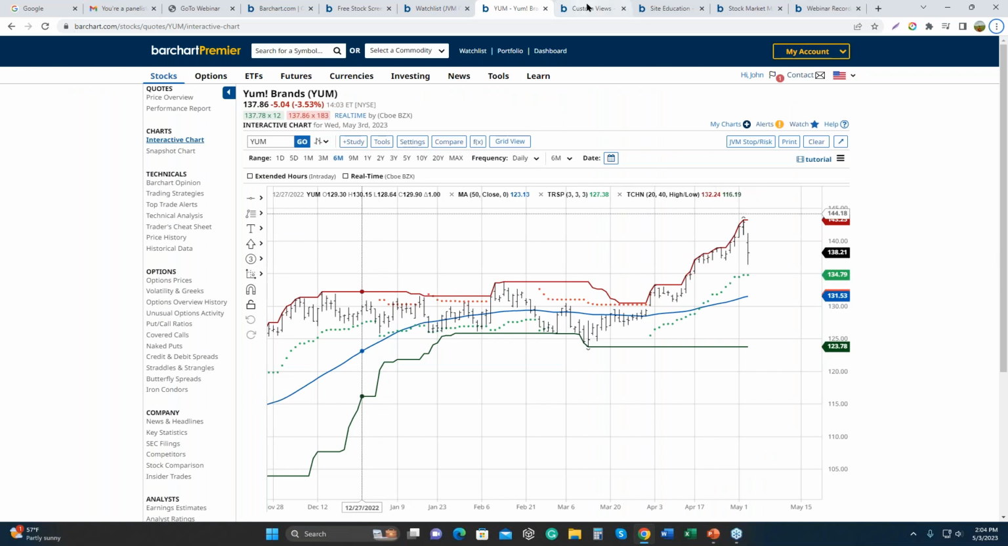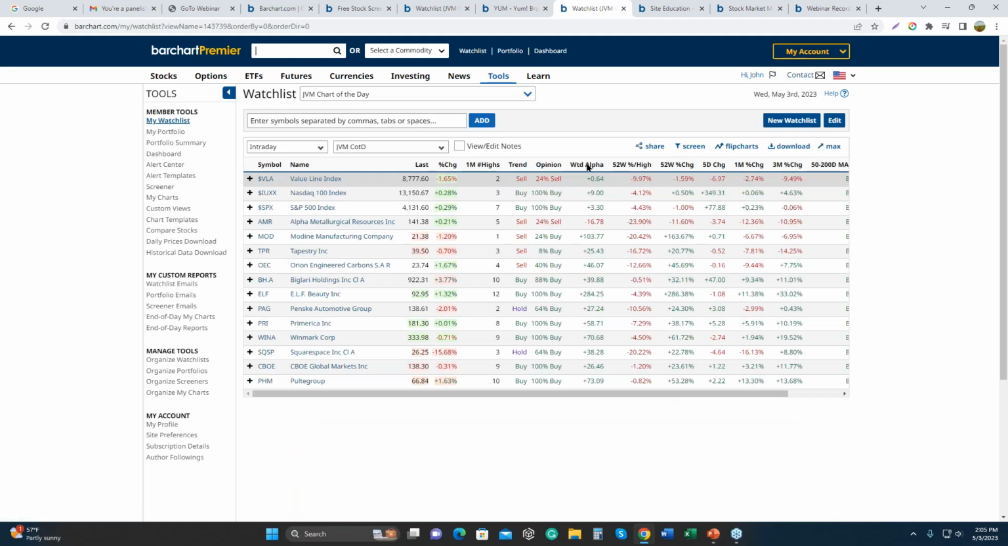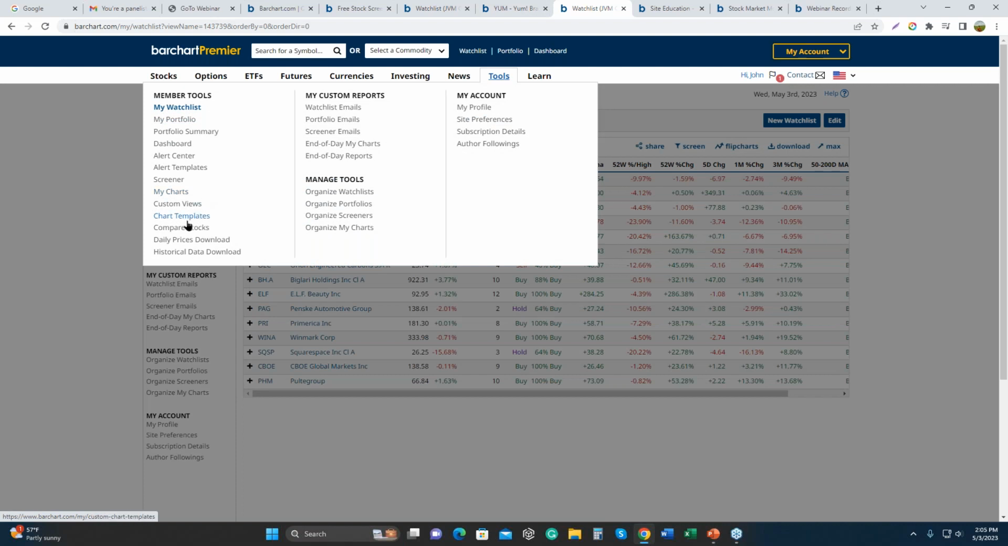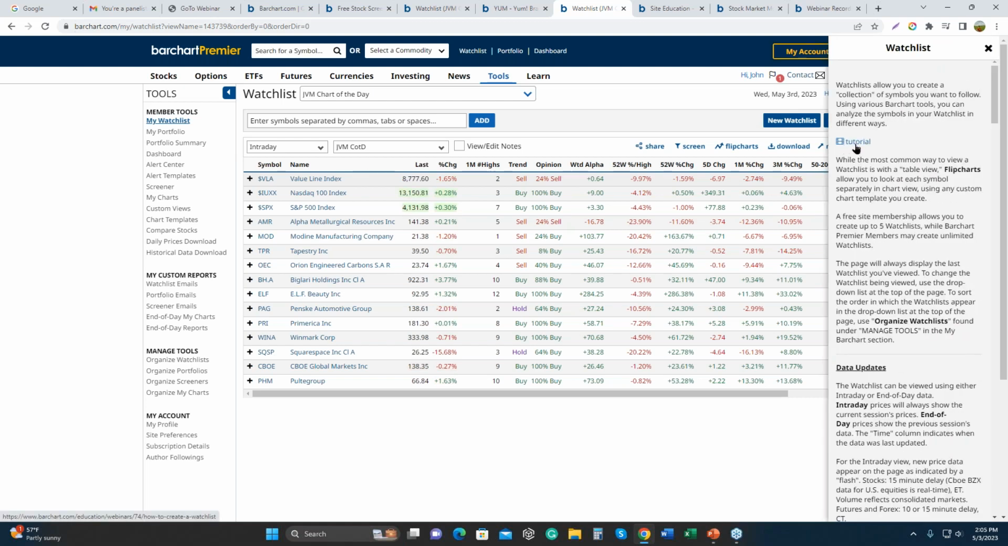What I promised you guys before is, if you don't know how to create a custom view, you can go into our tools under custom views, and this is where you're going to create your custom views. If you don't know how to do that, there is a tutorial there you can use to help you. Another, if you want to create a watch list, let me go to tools and watch list. Notice there is no tutorial up here, but if you go into the help section, you can find a tutorial on how to create a watch list or create a portfolio, as well as our chart templates.